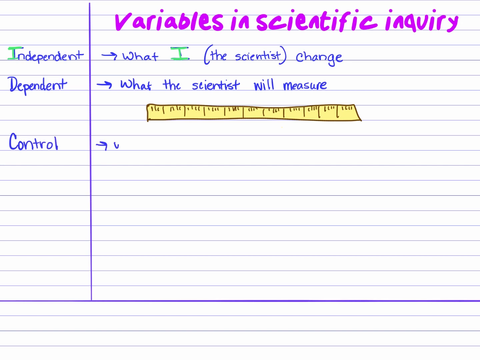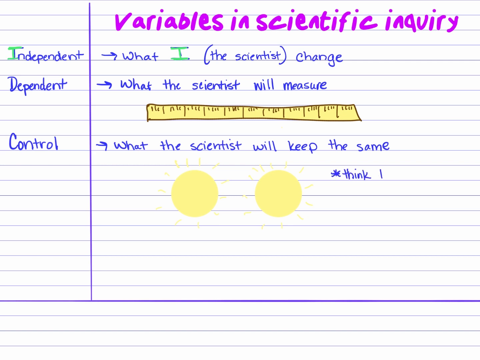The control variable is the last variable we're going to discuss today. This one is very important because the scientist chooses to keep some things constant to make sure that any changes they're seeing in their experiment are due to the independent variable and not to the control variable. So think of this as twins. This is what is going to look absolutely the same in every aspect during this experiment.